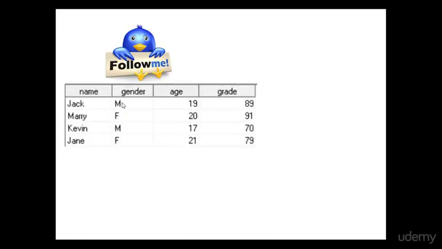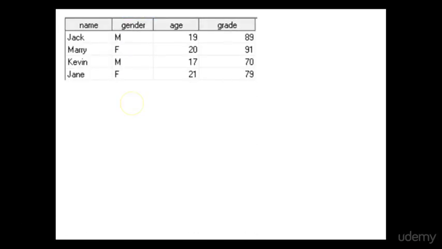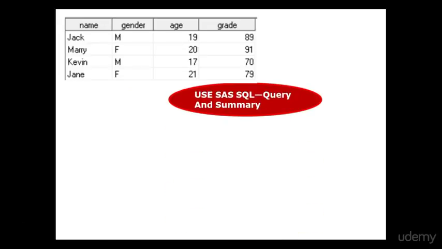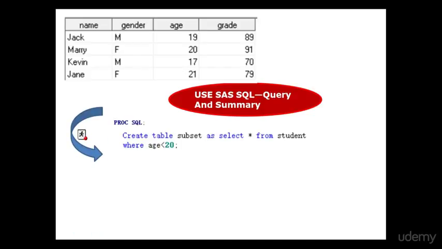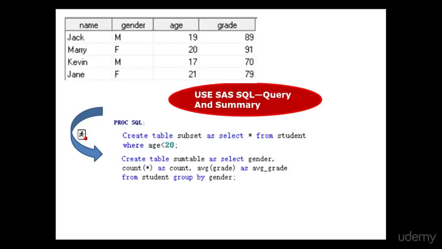We will now use our first SAS table, so follow me. If we have such a SAS table, then we want to use SAS SQL query to summarize the data. Now to create the code. First use proc SQL. We want to list all students under the condition of age less than 20. We also want the average for male and female as well as the number of students for each gender.